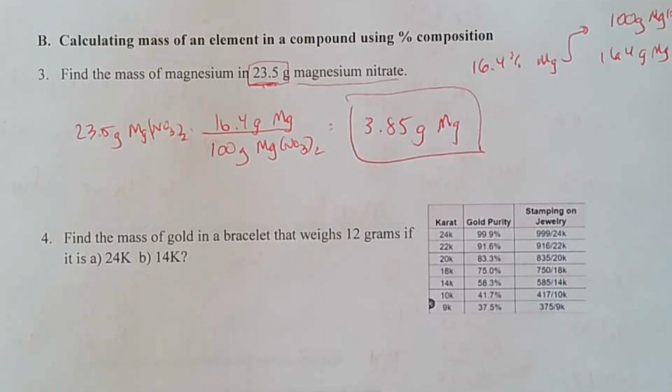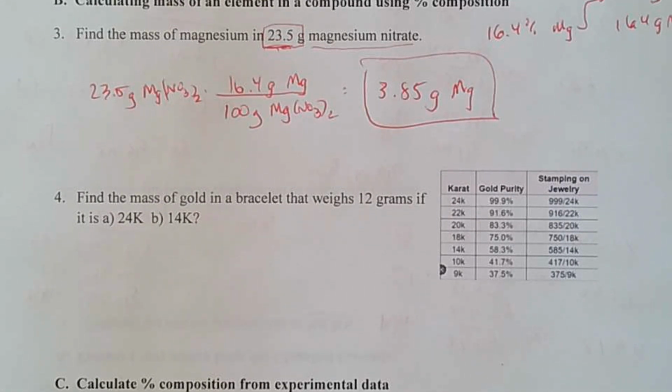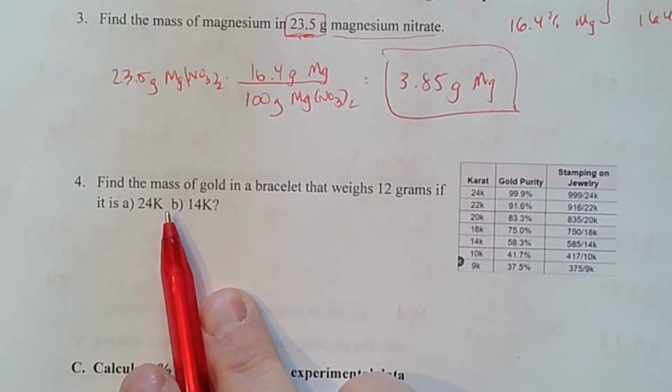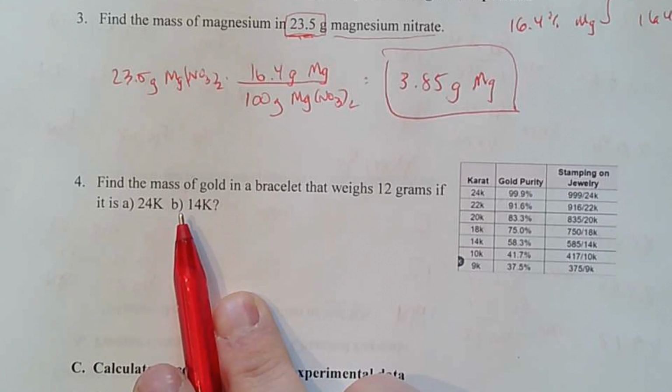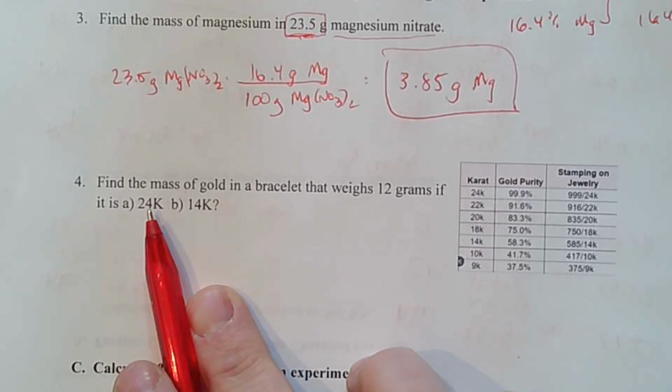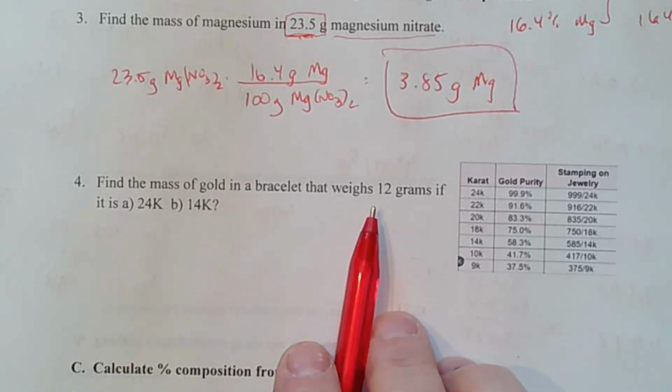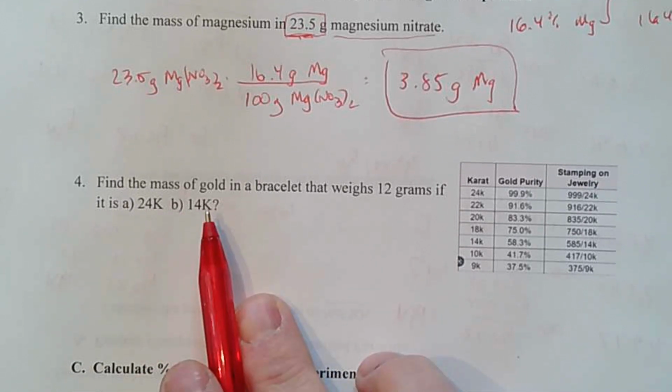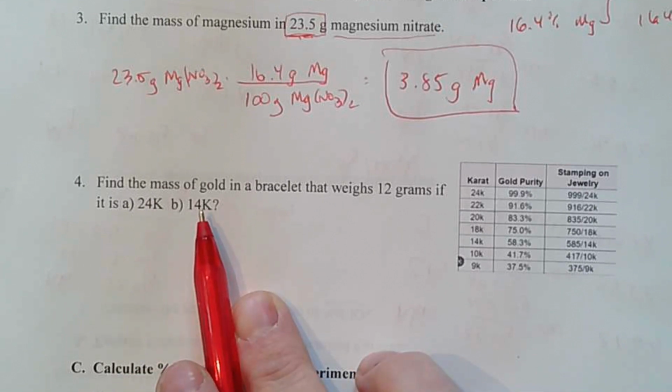Now, let's go on to this next example. Let's say that you are running a jewelry store, and jewelry stores typically buy used jewelry from people who don't want it anymore. Hopefully you're aware that precious metals like silver, gold, platinum are sold in purities. In this example, we have a gold bracelet, and if the bracelet weighs 12 grams, if it's 24 karat, how much gold would that be? And if it was 14 karat, how much gold would that contain?